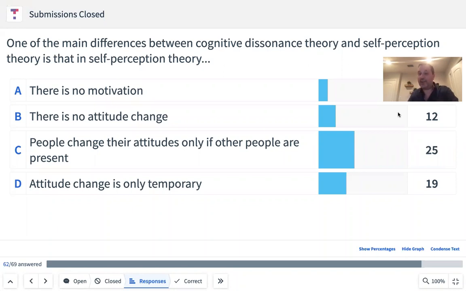Yeah, that's exactly right. Cognitive dissonance makes you uncomfortable. Self-perception, you're just observing what you did. That's exactly right.